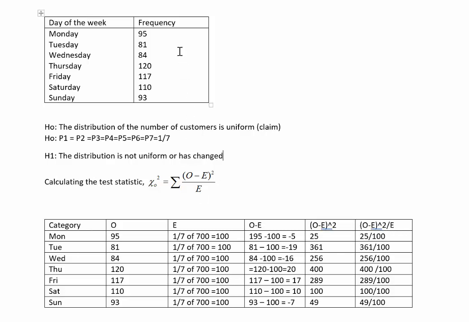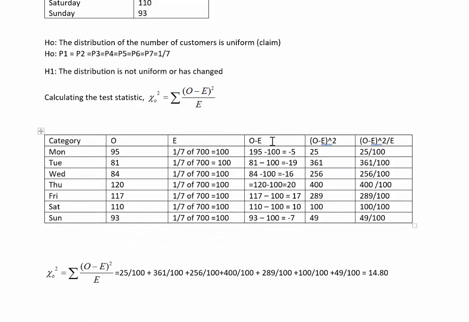Now let's say he gives us different percentages. Let's say they would expect on Monday 10% of the customers, on Tuesday 15%, on Wednesday 20%. How do we calculate the expected values? For Monday, we take 10% of 700. For Tuesday, we take 15% of 700. For Wednesday, we take 20%, and so on and so forth. But in our example, it's uniform, so they are all the same.